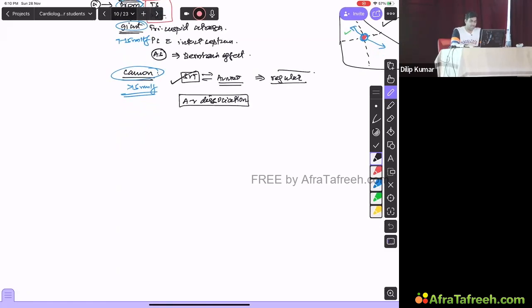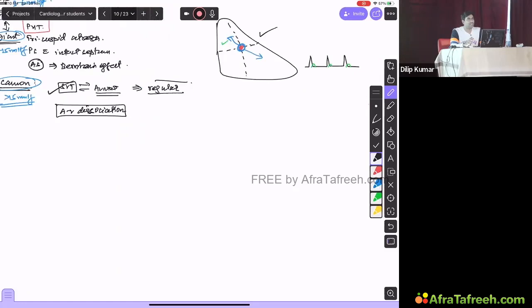AV dissociation. So what do you mean by AV dissociation? Normally only one pacemaker should control the heart. It could be a normal pacemaker or an abnormal pacemaker. In this example, this is an abnormal pacemaker, but still it's only one pacemaker controlling both atrium and ventricle. Similarly, the SA node is the one that controls both atrium and the ventricles. Likewise, in this example also, one pacemaker controls both atrium and ventricles. So there is no AV dissociation.